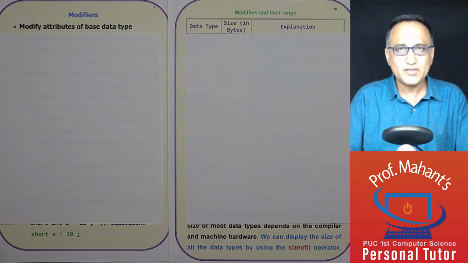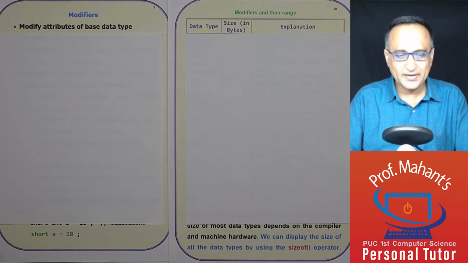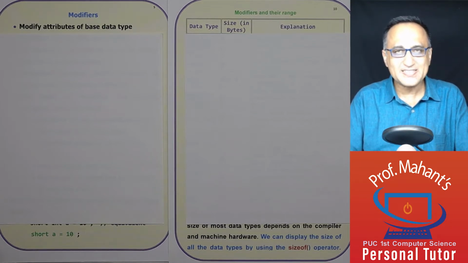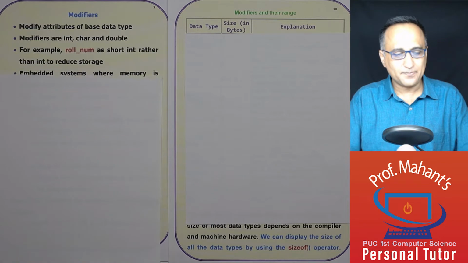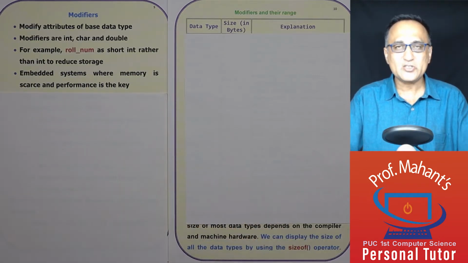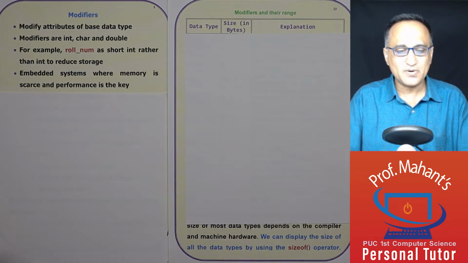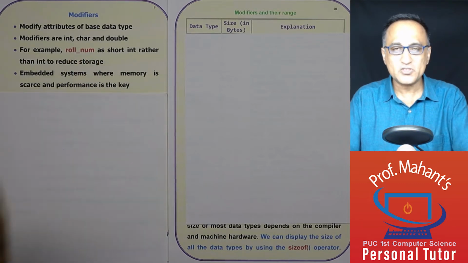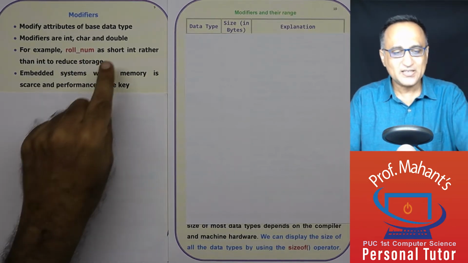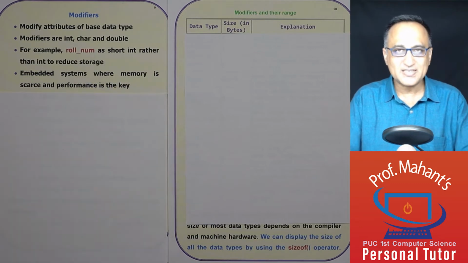Let us talk about modifiers to data type. As the word modifiers indicates, it modifies the behavior of the data type, or it is an attribute to the data type. Let us say, for example, I declare instead of int roll_number, I say short int roll_number. So generally int occupies 4 bytes. The modifier short causes the integer to be only of 2 bytes.